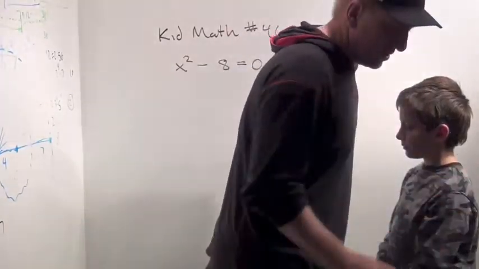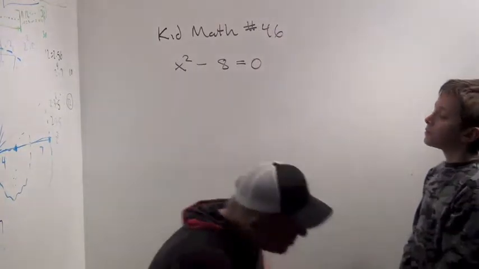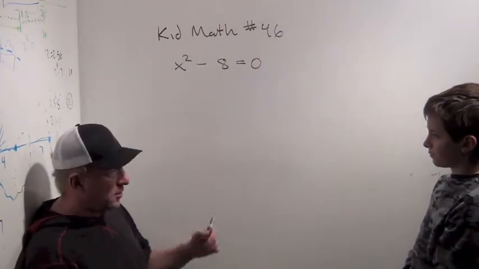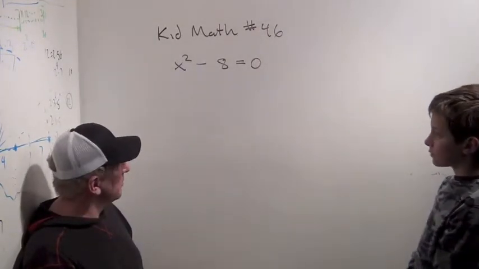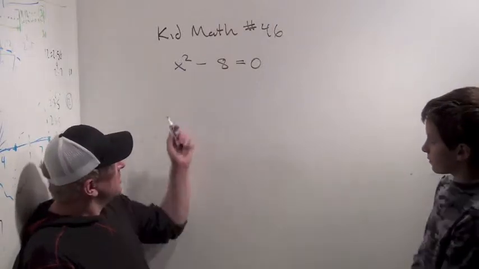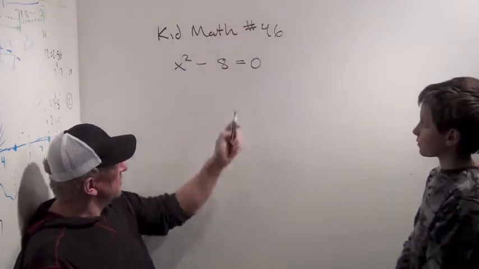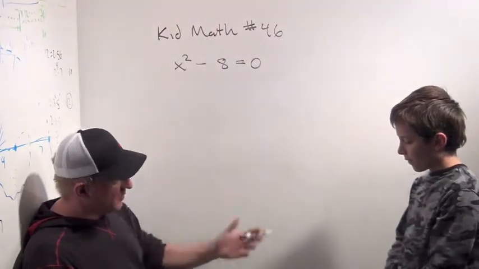KidMath number 46. So we're starting chapter 13 of our problem solving algebra book this morning, and we're back to quadratic equations once we took a little detour into talking about i. So, two quick ones today. x squared minus 8 equals 0. How do you solve an equation like this?